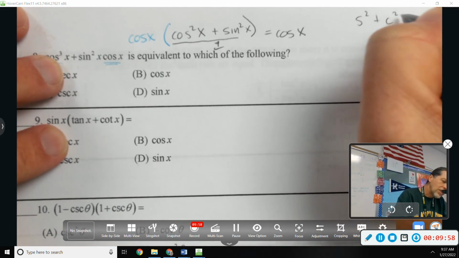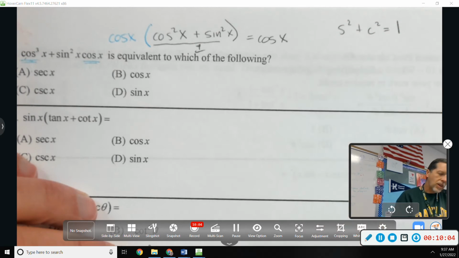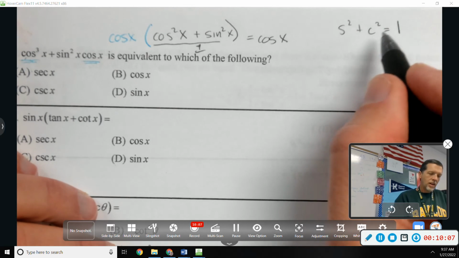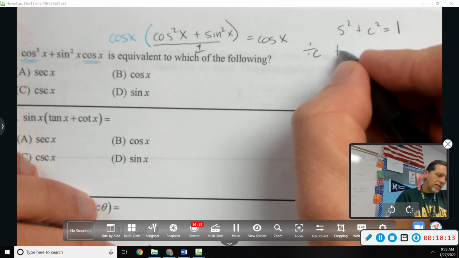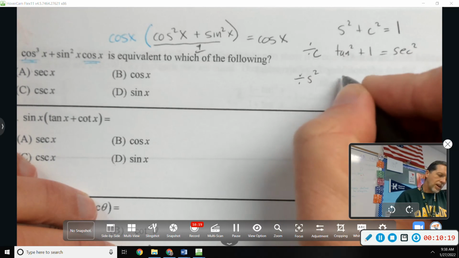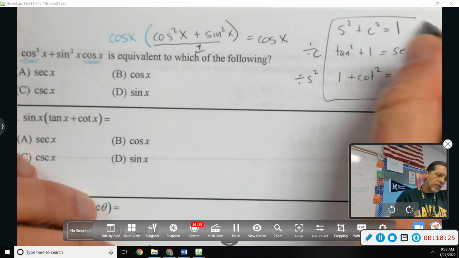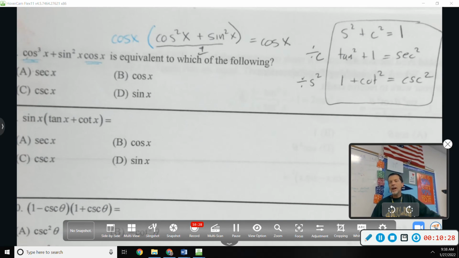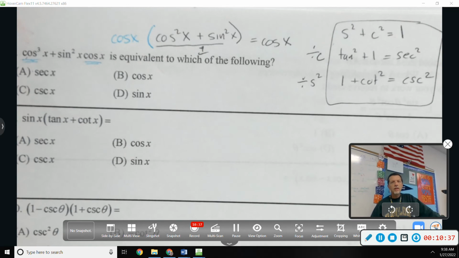You've got to know these, or at least know them well enough to recognize them and then go check what you know. So that's the first one, and I've got to know that one. I don't have the others memorized. I know that if I divide by cosine squared, I get tangent squared plus 1 equals secant squared. And if I divide by sine squared, I get 1 plus cotangent squared equals cosecant squared. Maybe not have them memorized really well, but at least recognize that when squares pop up, I need to have this written down so I can go back and see what's going on with a squared trig function.